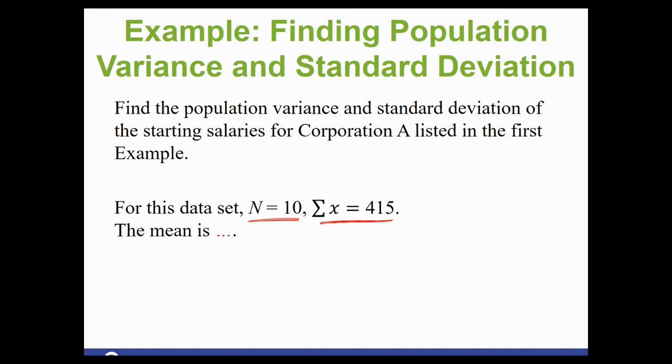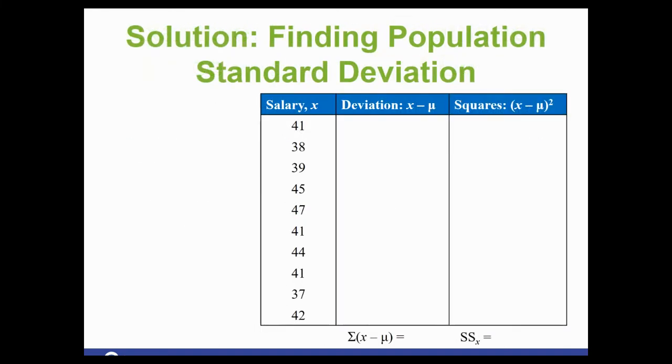So the first thing we need to find is our mean. And since we're talking about a population, we use mu. It is the sum of all of our numbers divided by our sample size. So 415 divided by 10 is 41.5. This is our mean. So that's the first step we have in trying to find our variance and standard deviation. Now that we have that number, to find deviation, you're going to take each item in list 1 minus that 41.5.